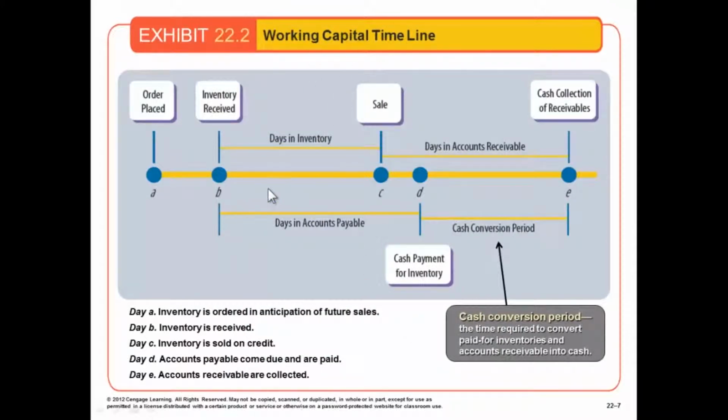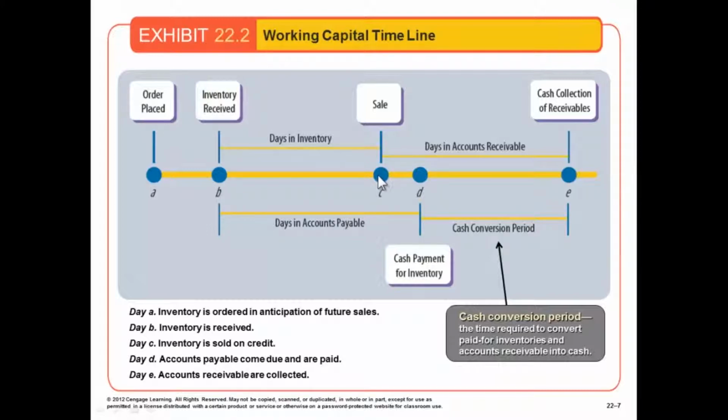This is an important concept to understand, so we're going to spend a little bit of time talking about it. Basically, what we were talking about just a moment ago can be expressed in a timeline. We order some inventory. We place the order. The inventory is received here at Node B. The inventory is ultimately paid for. That's the days in inventory.